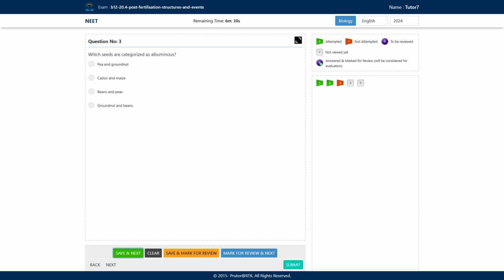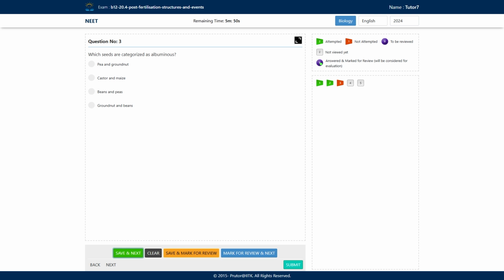Which seeds are categorized as albuminous? Albuminous seeds. A. Pea and groundnut. B. Castor and maize. C. Beans and peas. And D. Groundnut and beans. Albuminous and ex-albuminous, two types of seeds are there. So, pea is ex-albuminous, but groundnut is albuminous.